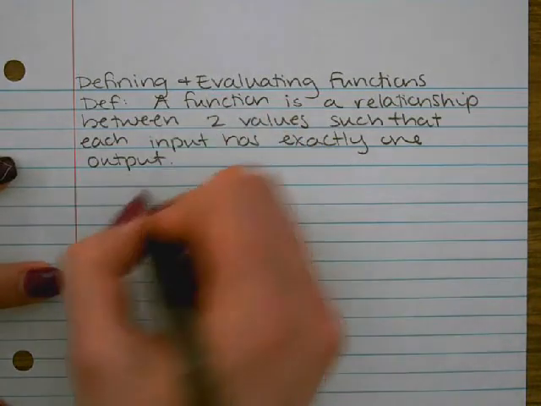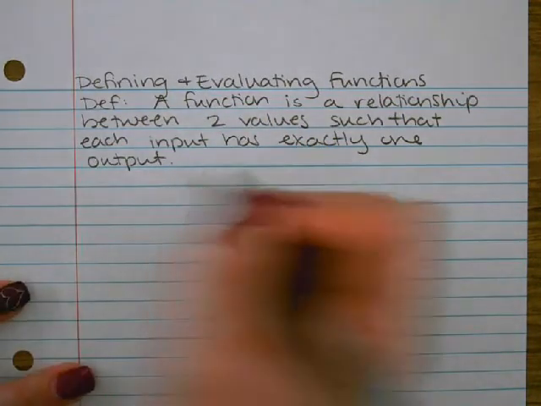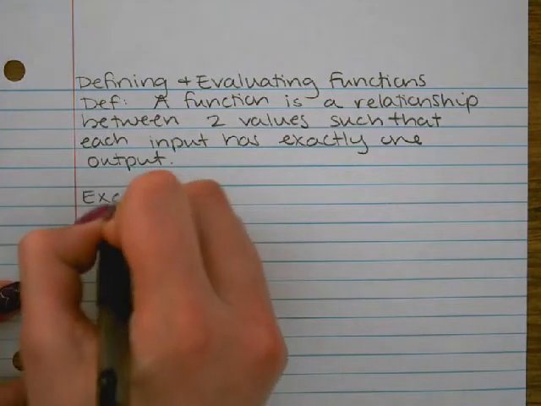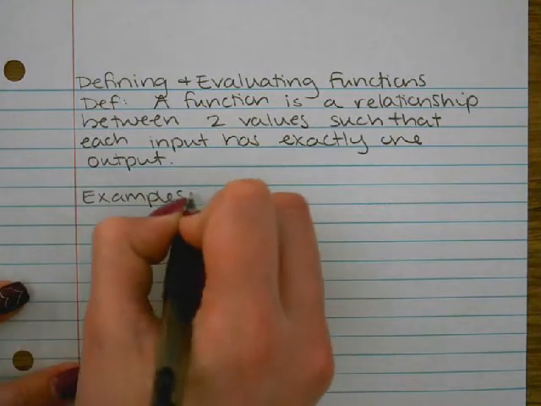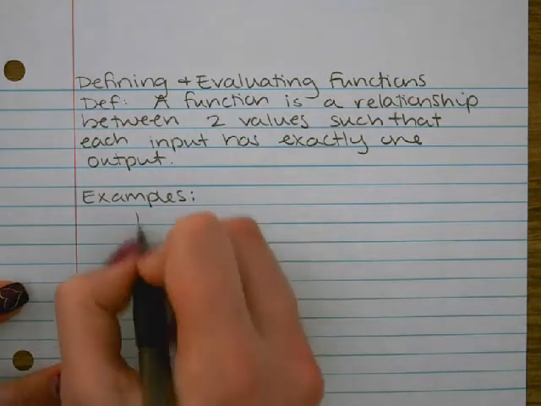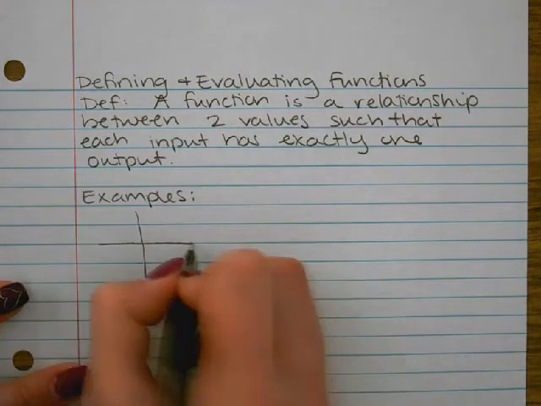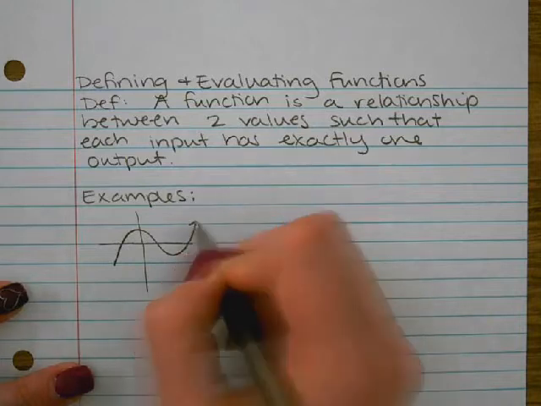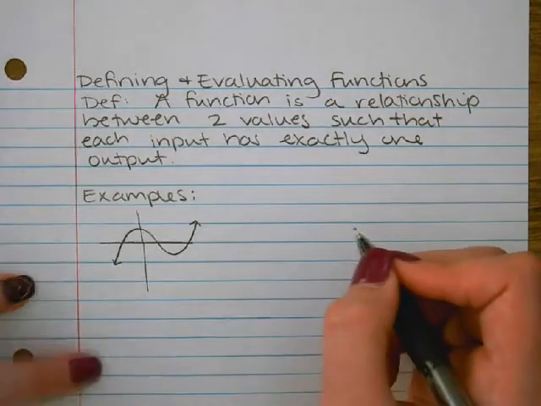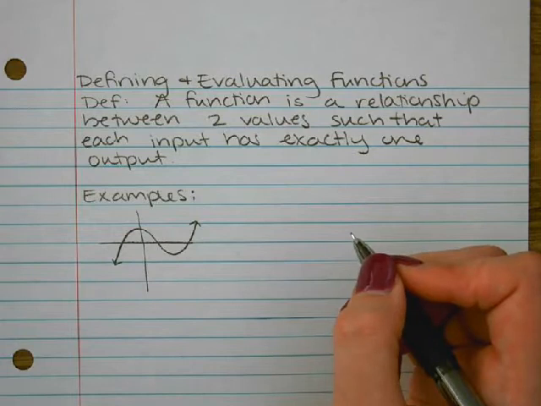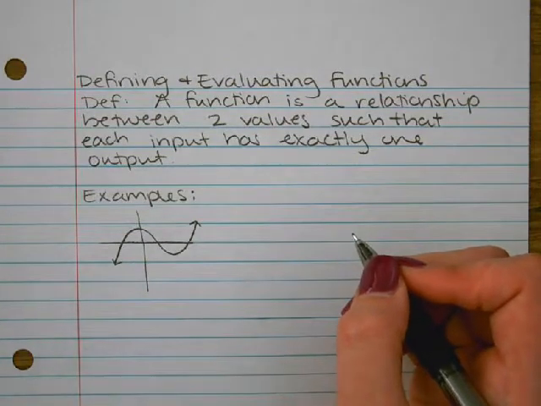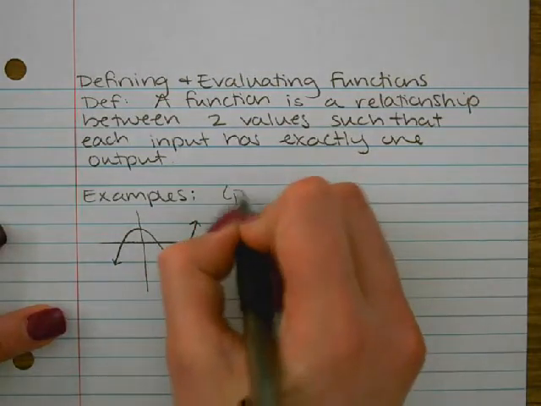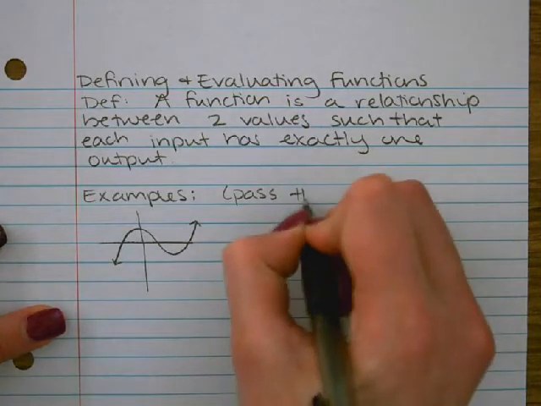Some examples are polynomial graphs. They just kind of look curvy. Like that's an example of a function. Each input has exactly one output. You might remember the vertical line test. So examples, you might write this, they pass the vertical line test.